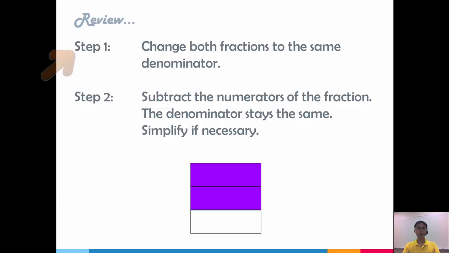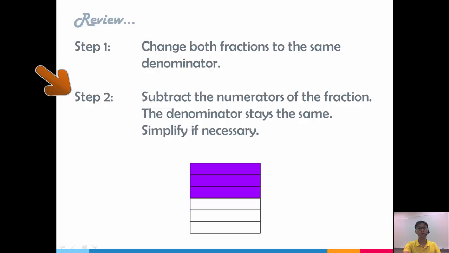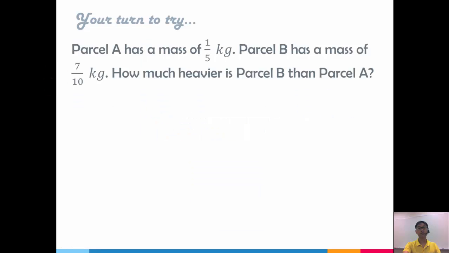So let's review. Step 1, change both fractions to the same denominator. This is the same step as your addition. Step 2, subtract the numerators of the fractions. The denominator stays the same. Simplify if necessary.